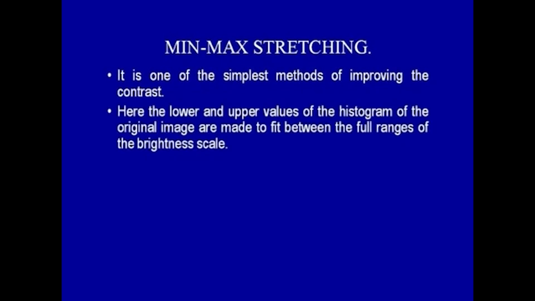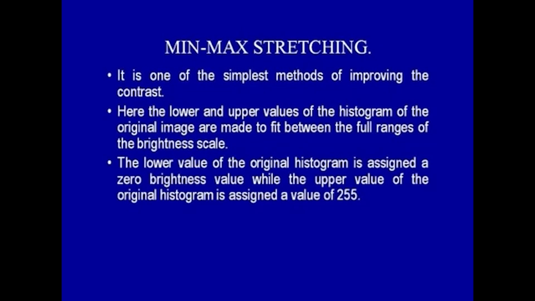Here, the lower and upper values of the histogram of the original image are made to fit between the full ranges of the brightness scale. The lower value of the original histogram is assigned a 0 brightness value, while the upper value of the original histogram is assigned a value of 255 if an 8-bit brightness scale has been adopted. Well, this will vary as per the bit scale adopted for each of the image.